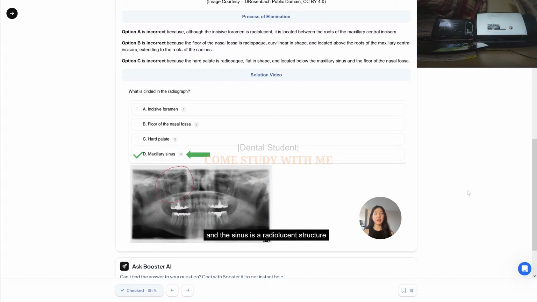And the sinus is a radiolucent structure that is located in the maxillary region. It can have a round or pyramid-like shape, and it will appear radiolucent like what we're seeing here because it is filled with air.